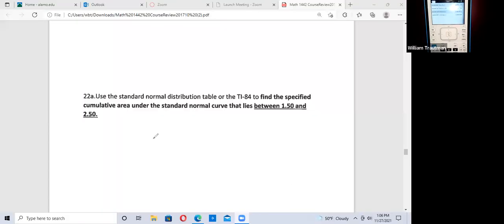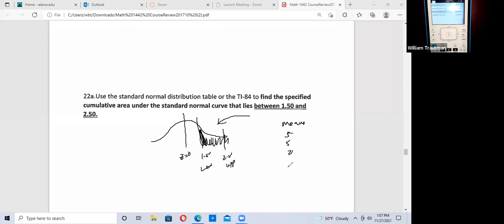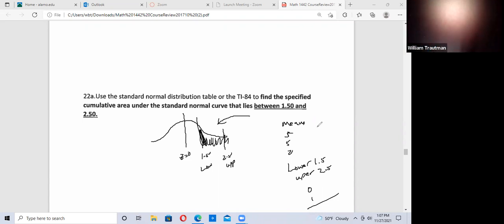Once again, we did a normal curve. Z of 0 is here. We did from 1.5 to 2.5. This shaded in region. This is the lower. This is the upper. And when we put that in our calculator, menu 5, 5, 2, lower was 1.5, upper was 2.5, and we left the mean and standard deviation at 0 and 1, and we get an answer of 0.06059. If we go 4 decimal places, 0.0606 is the answer. And that's 22A.